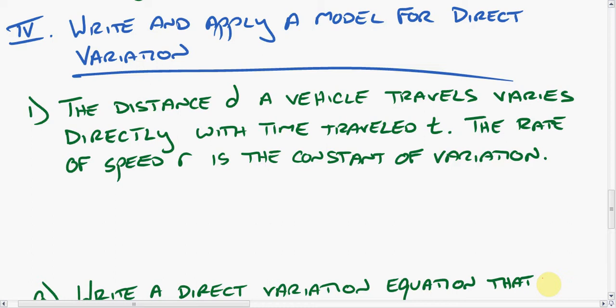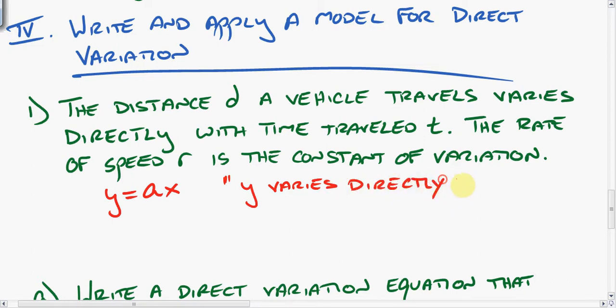Up to this point, you are very familiar with the direct variation equation, which is y equals ax. And in this equation, y is going to vary directly with x. So I'm going to write that out here. Y varies directly with x. And also we know that a is our constant of variation.